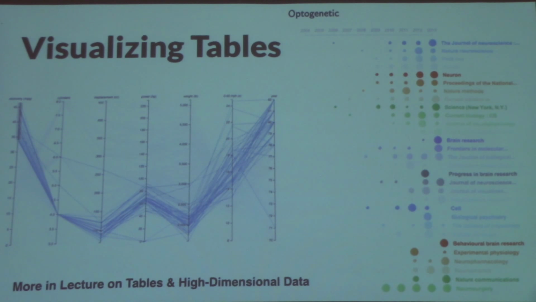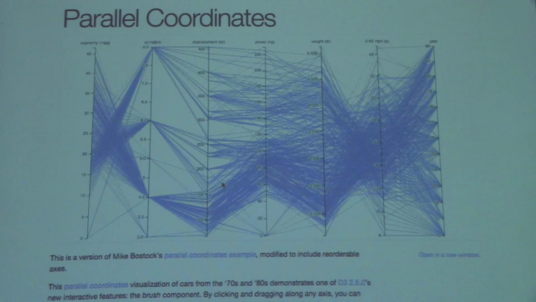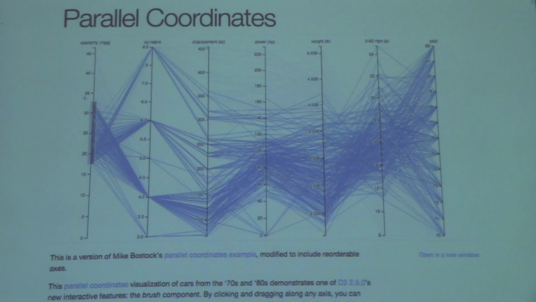There are many ways you can visualize tables, and most of the data that we've been working with so far has been tables. There is parallel coordinates, there's heat maps, there are these kinds of matrix diagrams. You can have table-based visualization where you mix position and bar charts and so on. We will have a dedicated lecture on tables and high-dimensional data in the second part of this class. You can click on these examples, and this is a D3 implementation of parallel coordinates.